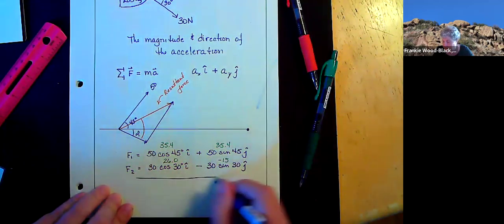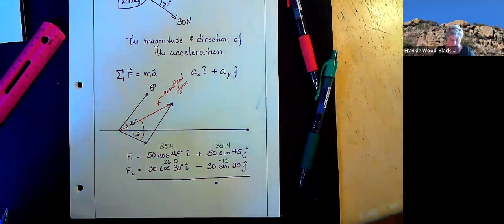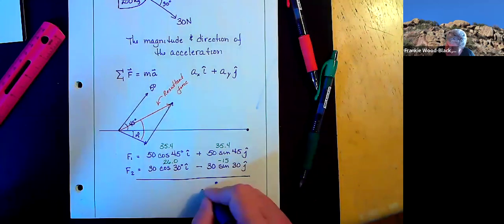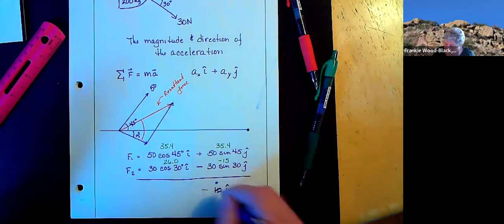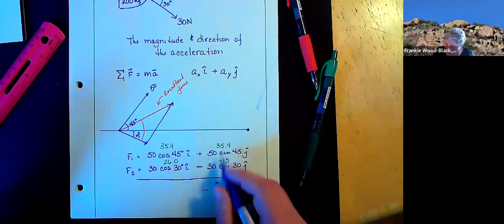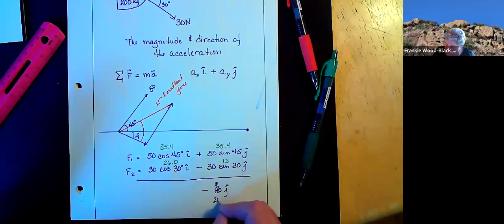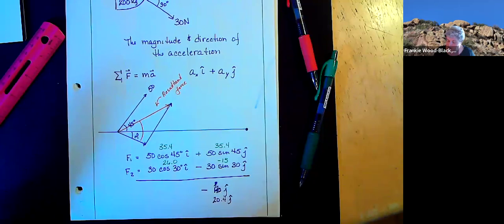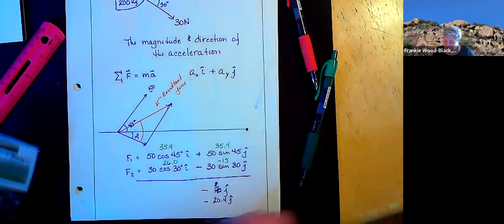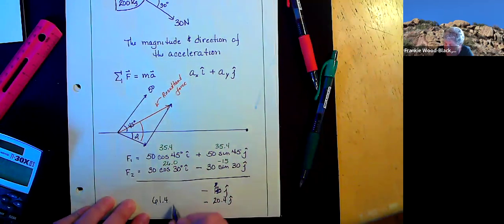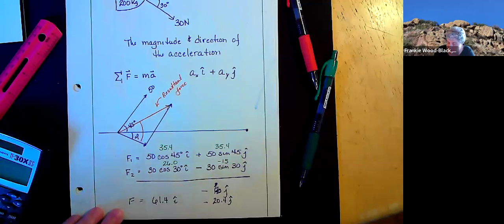If I add these together, this is going to be minus, sorry, this is minus 20.4 J. And this one is going to be 61.4 I. That's my resultant force.